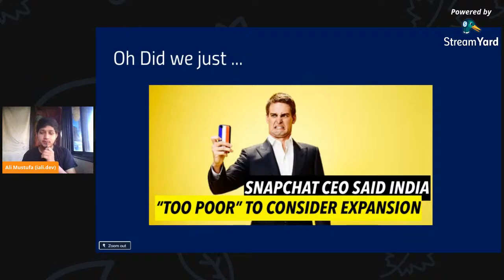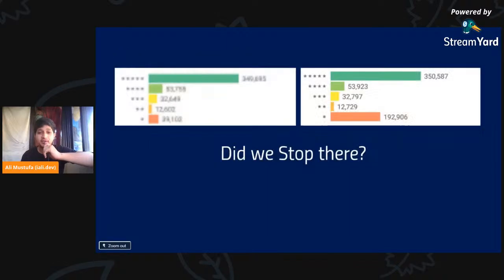So what I'm trying to convey here is that you should understand the audience first. If I'm telling you that we are consuming 2 GB data per day, what are we doing with that 2 GB? One example is that we use Snapchat a lot, but the Snapchat CEO reportedly said that India is too poor to consider for expansion. That was quoted by an ex-employee, which the Snapchat CEO did not really say. But within hours, what we did was put the rating of Snapchat to 1 star.